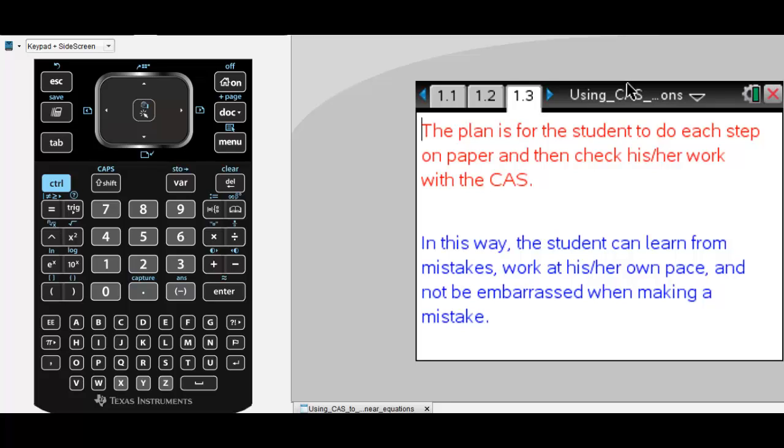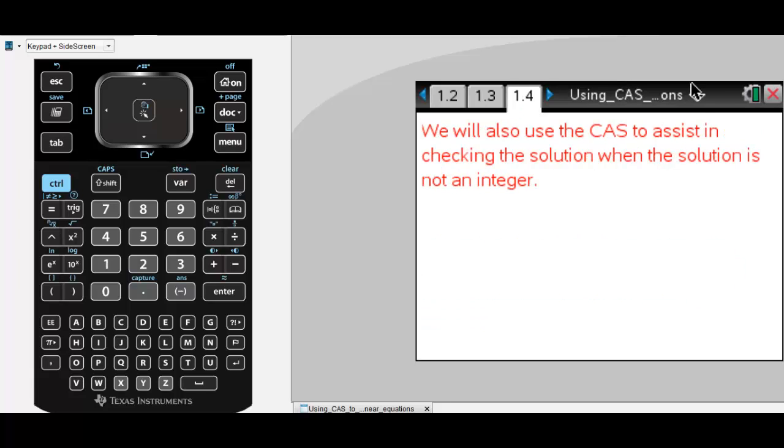Here's the plan. We want the student to do each step on paper and then check his or her work with the CAS. In this way, the students can learn from their mistakes, work at their own pace, and not be embarrassed when making a mistake. We're also going to use the CAS to assist in checking the solution. The solution is not a nice number, not an integer.